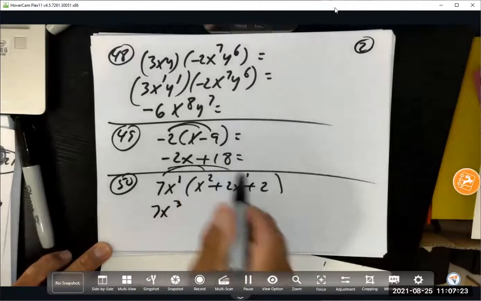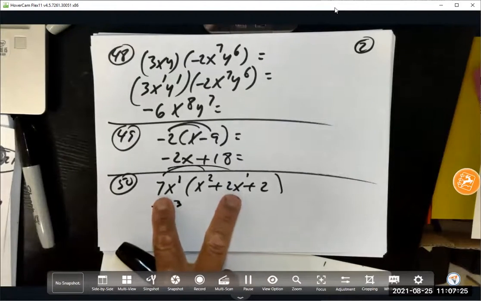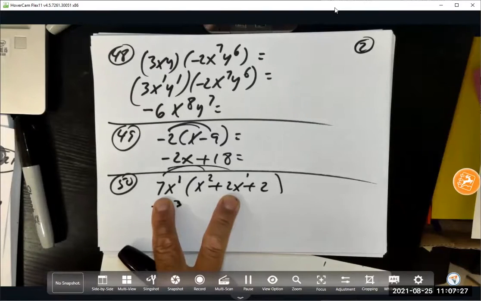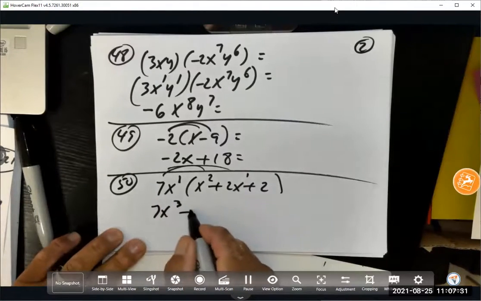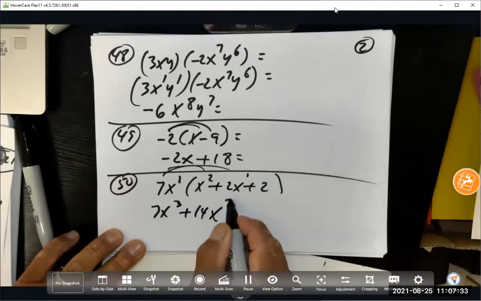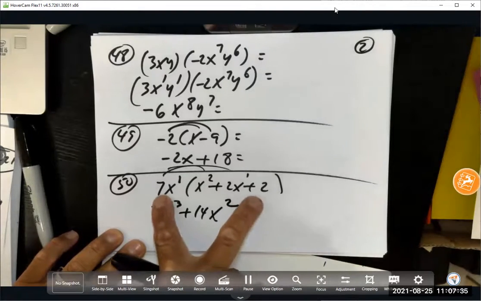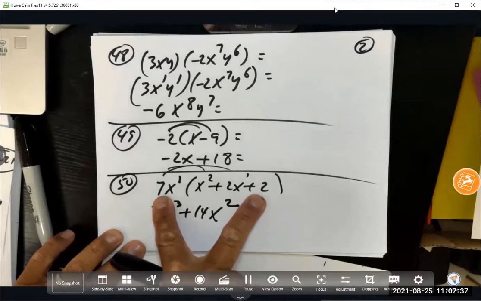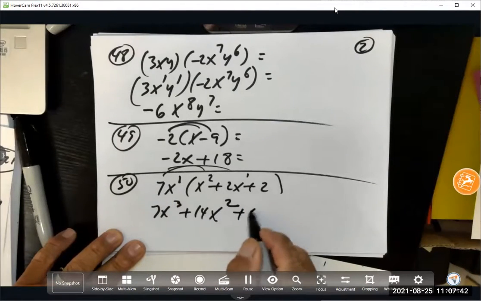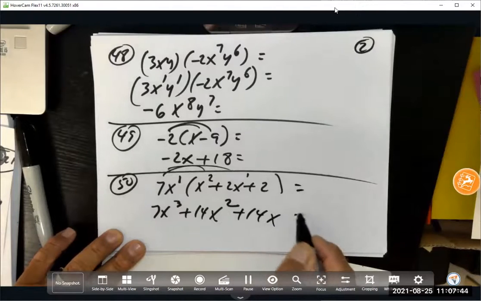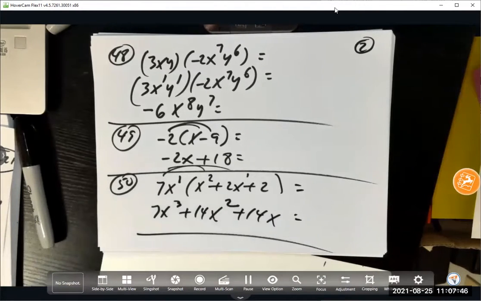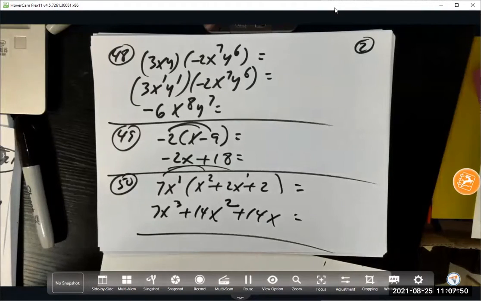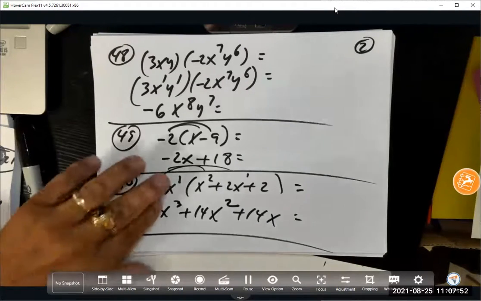And when I multiply the next one, what is 7x to the 1 times 2x to the 1? 14x to the 2 power. There you go. And the last one, 7x to the 1 times 2. 14x to the 1. All right. And that's the end of that one. Is that okay for number 50? Okay, I'm going to say yes. I'm going to go next page then.